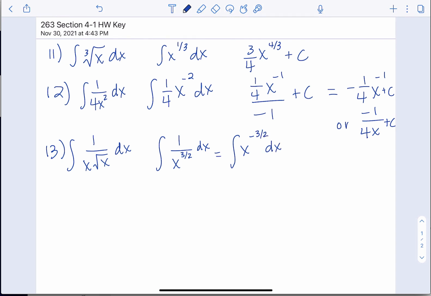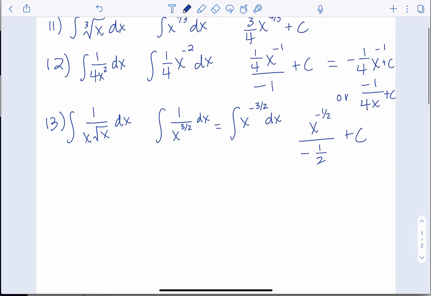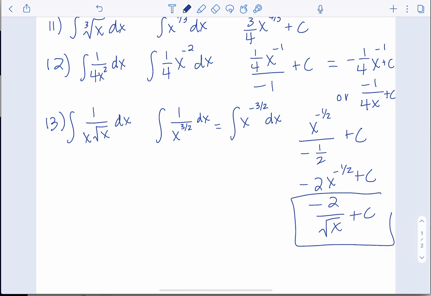When we integrate this, we'll add 1, and it'll still be negative. It'll still be that -1/2, and we divide by -1/2. Or you can think of this as multiplying by that reciprocal, which would be -2. The best way to write this would be -2 over the square root of x plus c. But as long as you have this step here, that is fine.